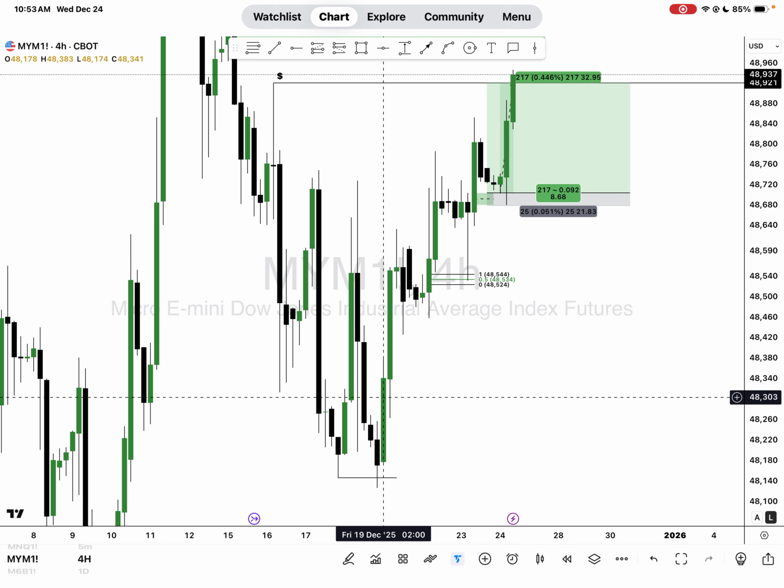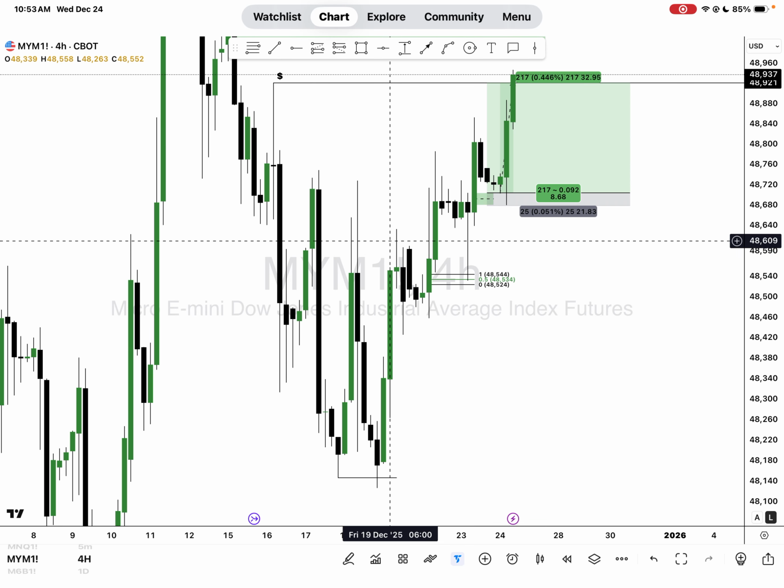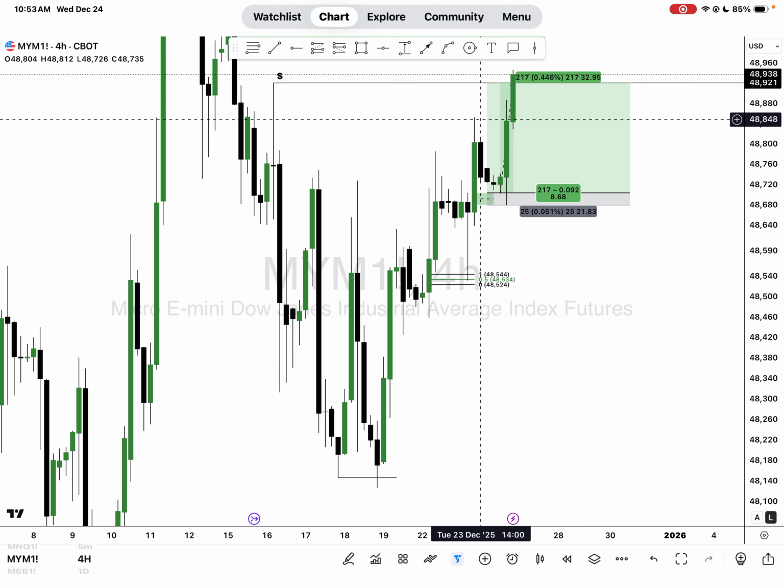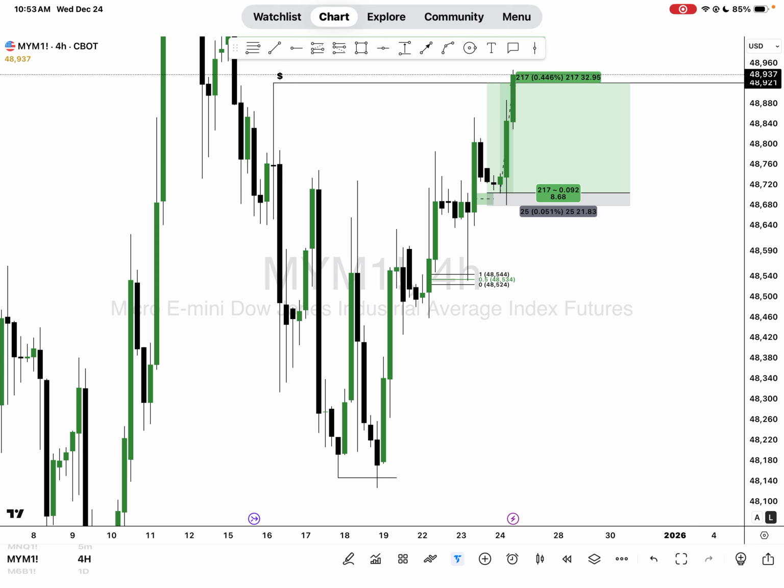So starting from here would be like low, high, low, high, low. So between here, this is the pullback. Then you got the high. So you got low, high, pullback, mitigation here, and that's the play.